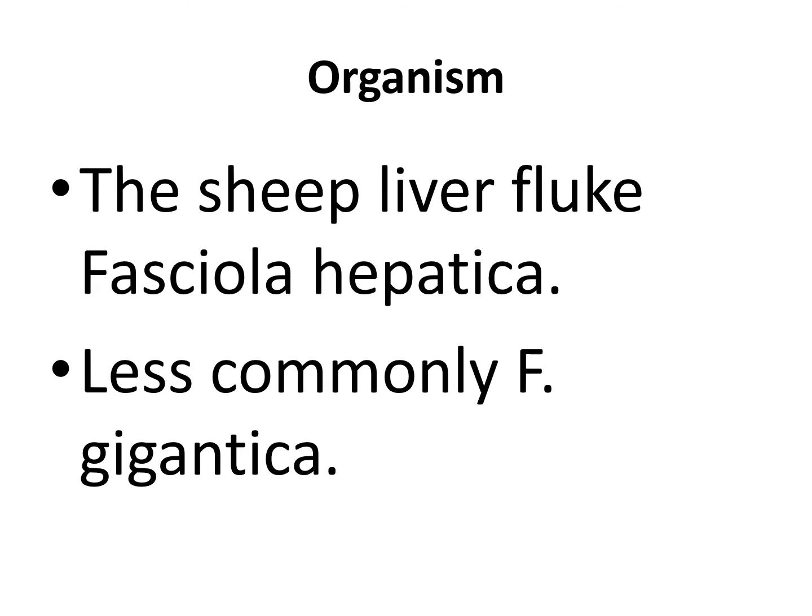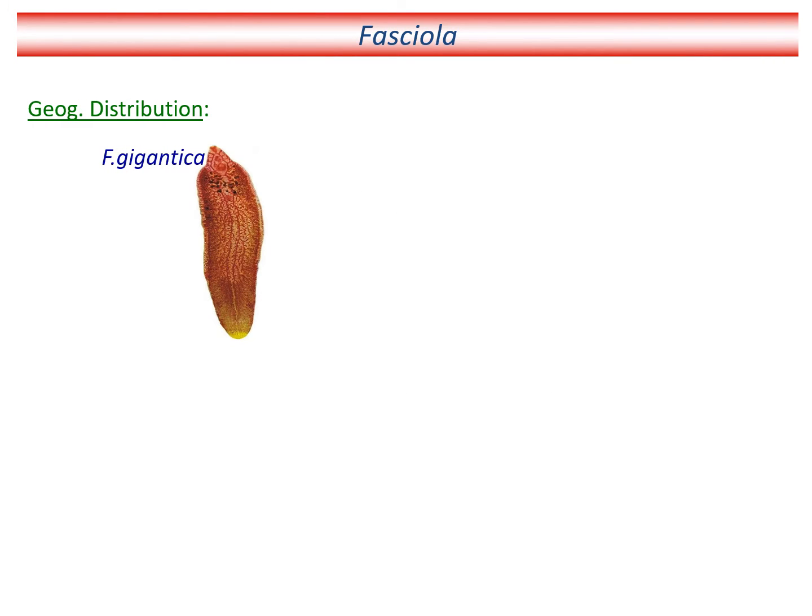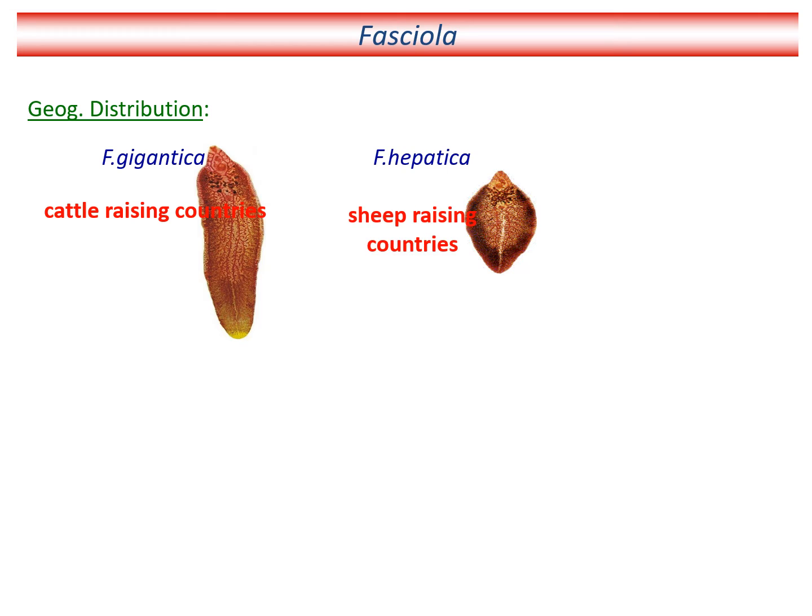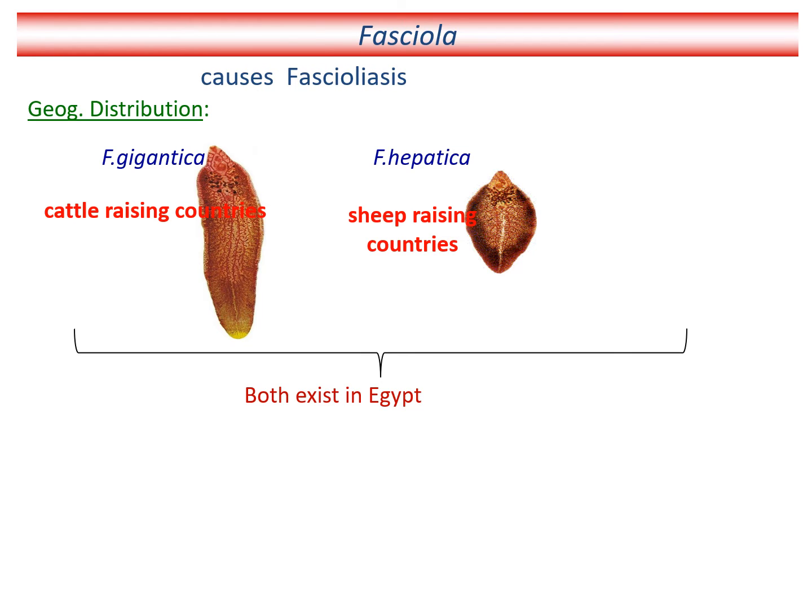Sheep liver fluke, Fasciola hepatica. Organism: the sheep liver fluke, Fasciola hepatica, less commonly Fasciola gigantica. Fasciola geographical distribution: gigantica in cattle raising countries, hepatica in sheep raising countries. Both exist in Egypt.